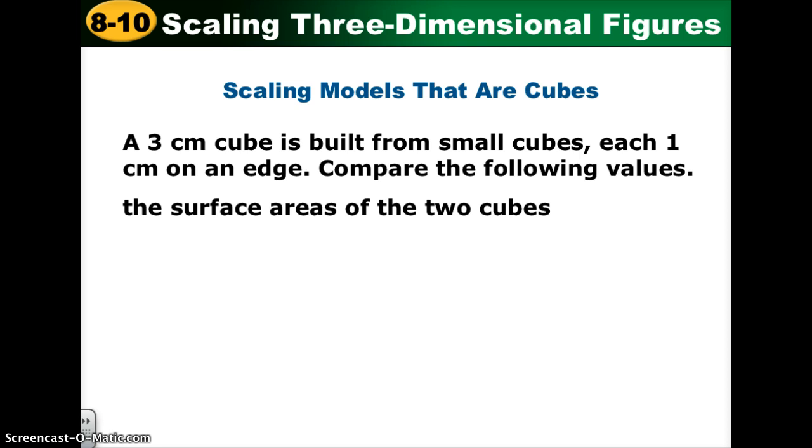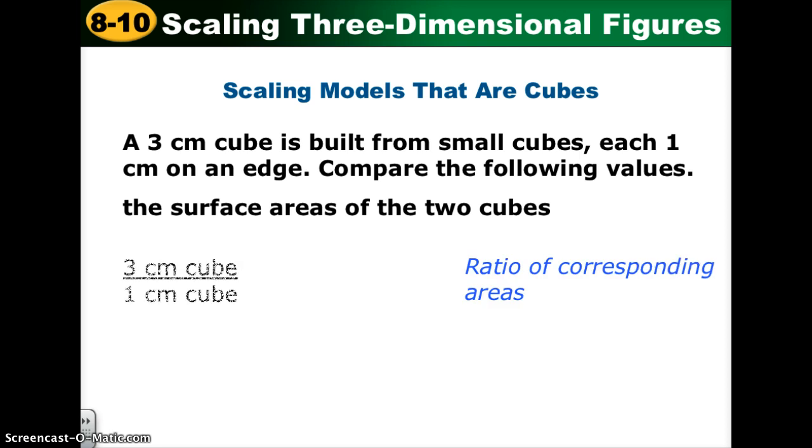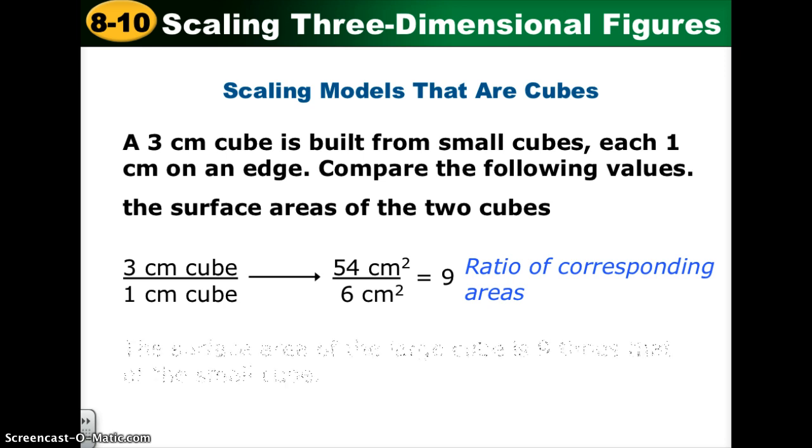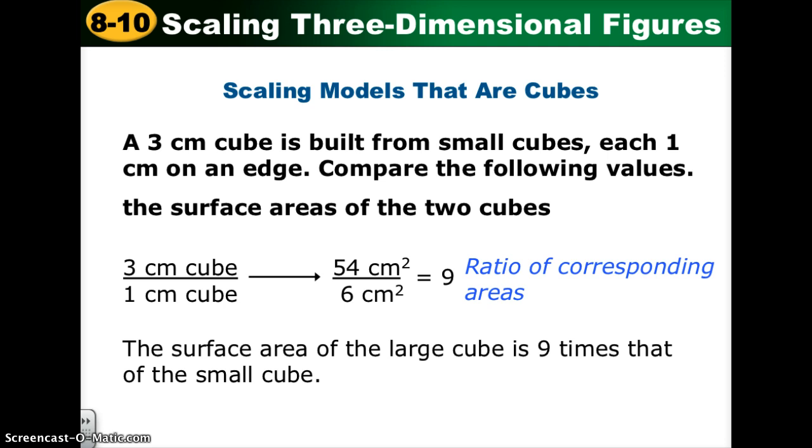Same cubes, now we're comparing the surface areas. We've already found these in that first slide, but remember we got that by multiplying 3 times 3 times 6 and 1 times 1 times 6. We put them in a ratio, the larger cube to the smaller cube, and we end up with a ratio of 9. So the surface area of the large cube is 9 times that of the small cube. Relates back to what we saw previously, that would be the same as 3 to the third power.